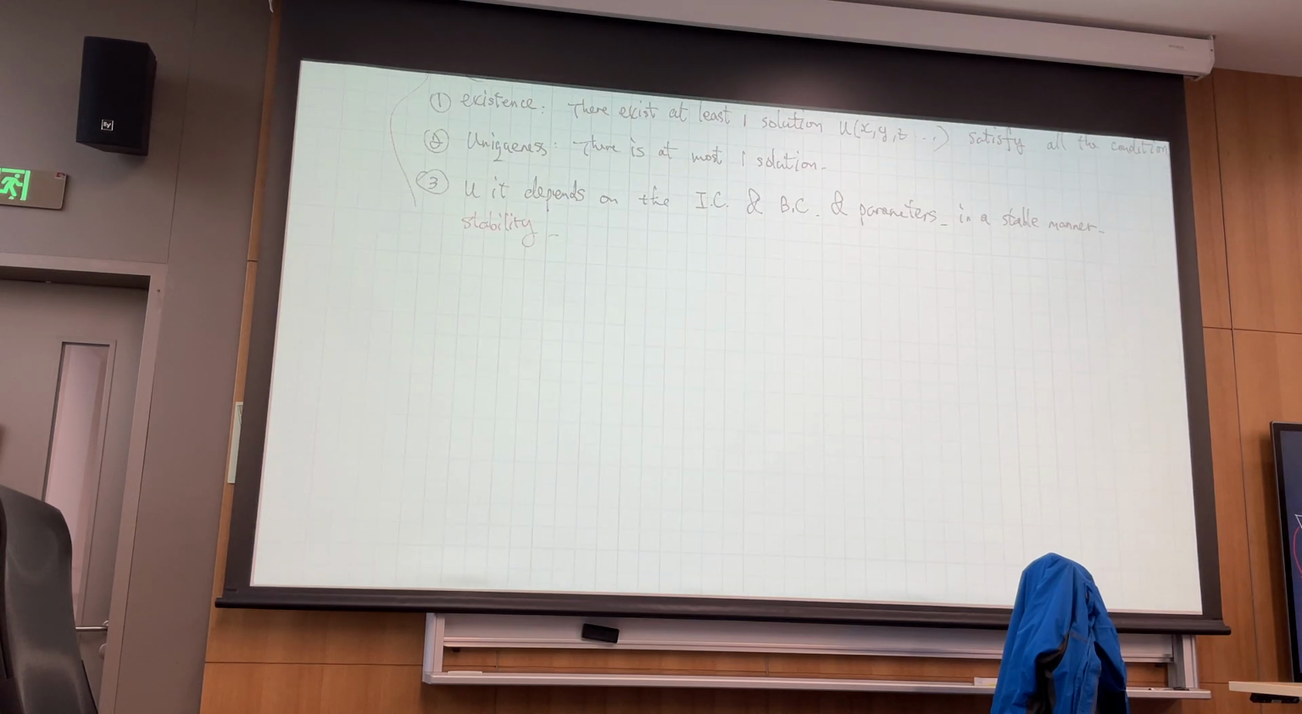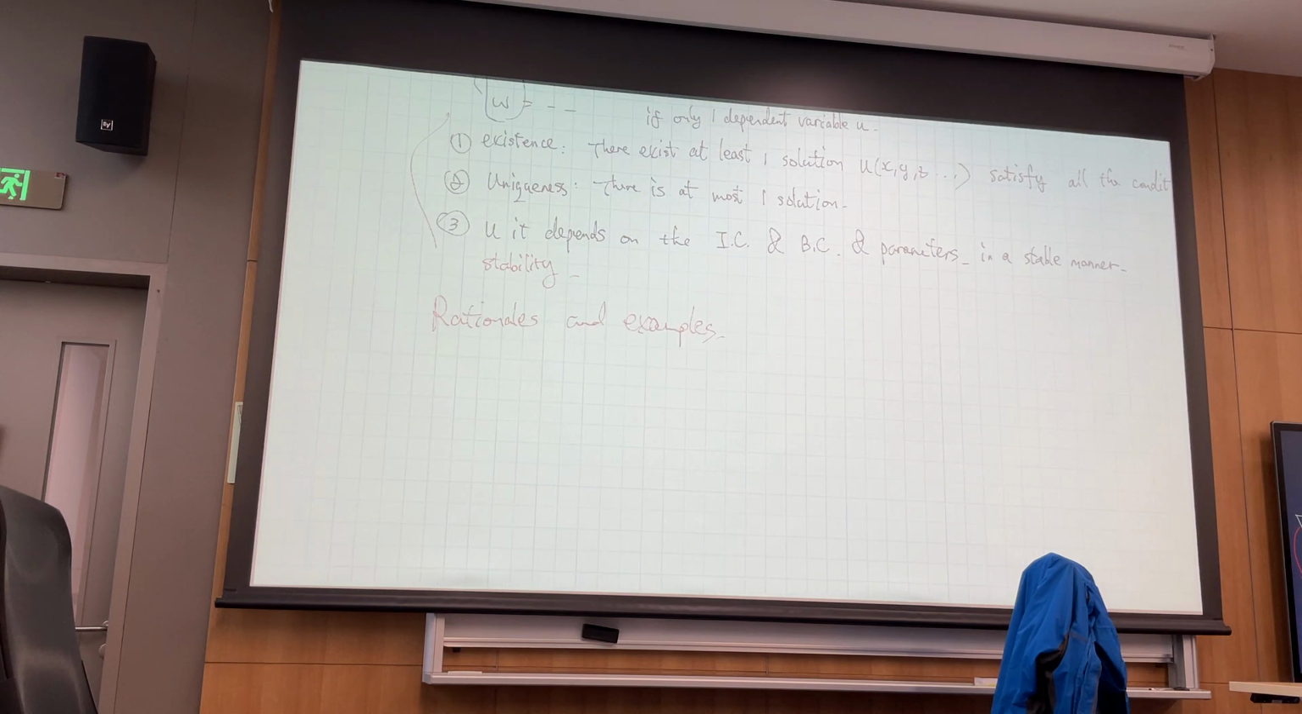So now let me give the rationale. Because the last 30 minutes is going to be more about the ideas. Okay, so it's more about understanding instead of computations. Okay, so I'm now talking about rationales and examples.